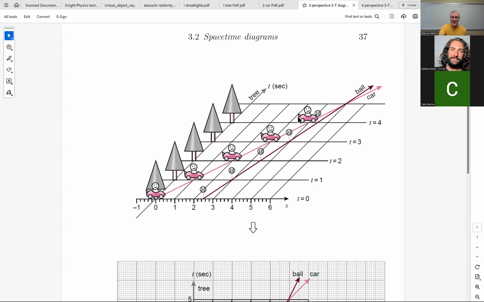Here's a line with the ball positions. As time goes on, lo and behold, they cross, and everybody agrees that they cross. The question is, where does that event happen? That's kind of the question of relativity trying to get across.